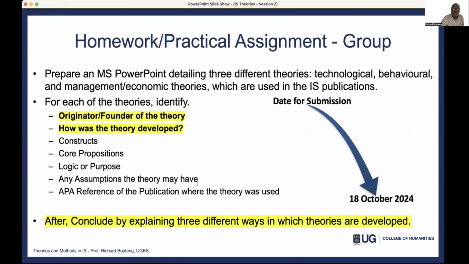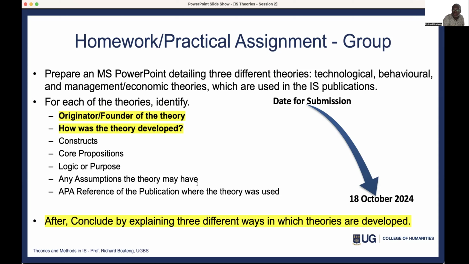Good. So for your homework, we'll discuss it in the next 2 weeks. Next 2 weeks, that's not this week. By the 18th of October, you need to submit it. Prepare a PowerPoint detailing 3 different theories: technological theories, behavioral theories, and then managerial theories.